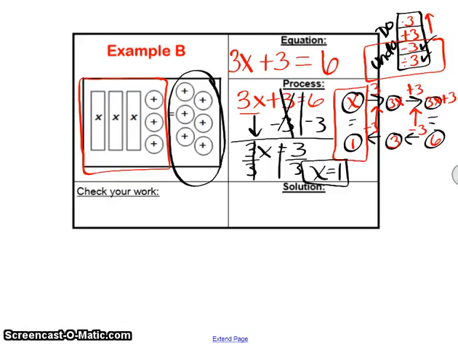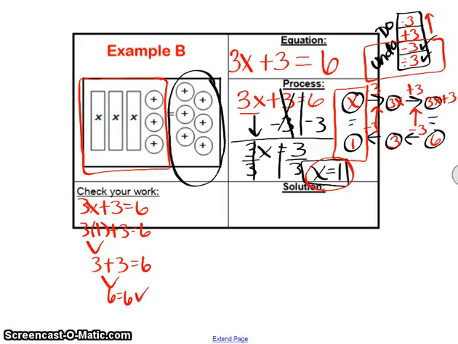So now I have to check my work. I start with my equation. 3x plus 3 is equal to 6. And I plug in this 1 into my x. So 3 times 1 plus 3 is equal to 6. 3 times 1 is 3, and 3 plus 3, I get 6, and 6 is equal to 6. So I know that my left and my right side are equal to each other, therefore I know that I got the right answer of 1.